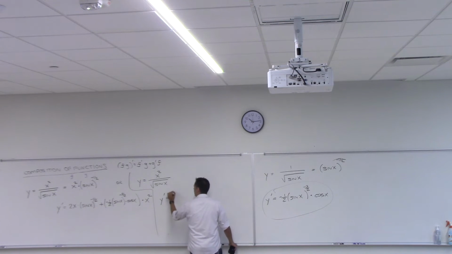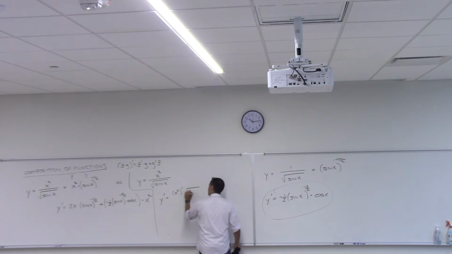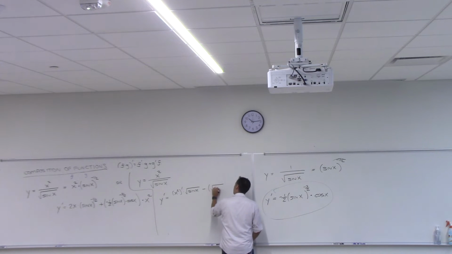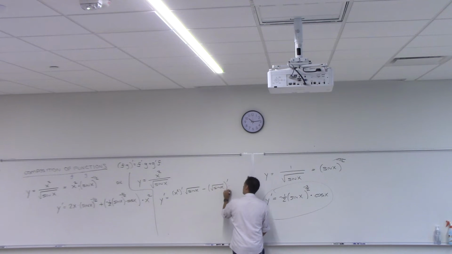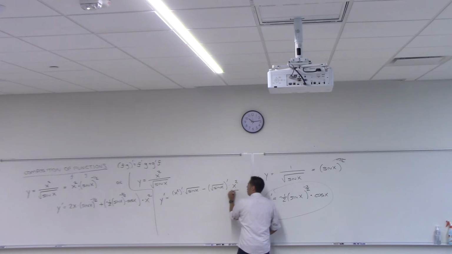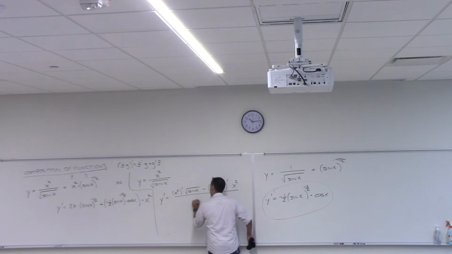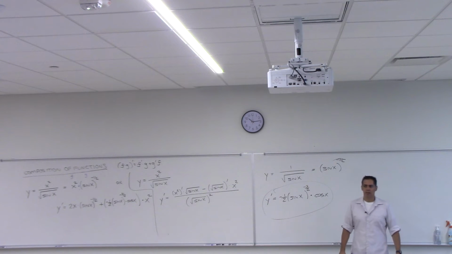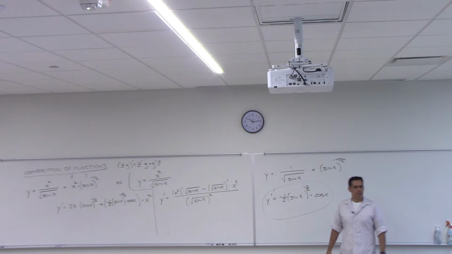I'm going to write it this way. It's the derivative of the top times the bottom minus the derivative of the bottom times the top all over the bottom squared. Do y'all see the quotient rule there? Everyone see it?